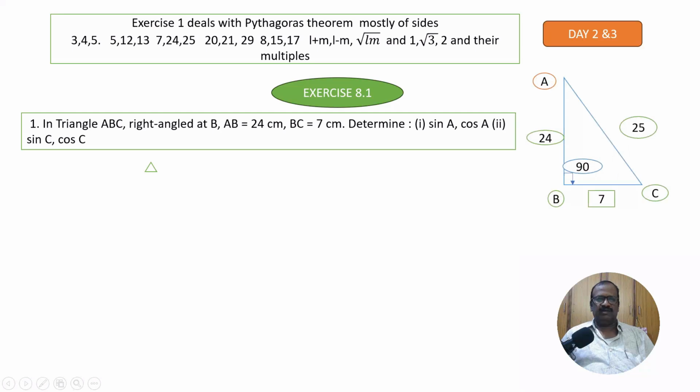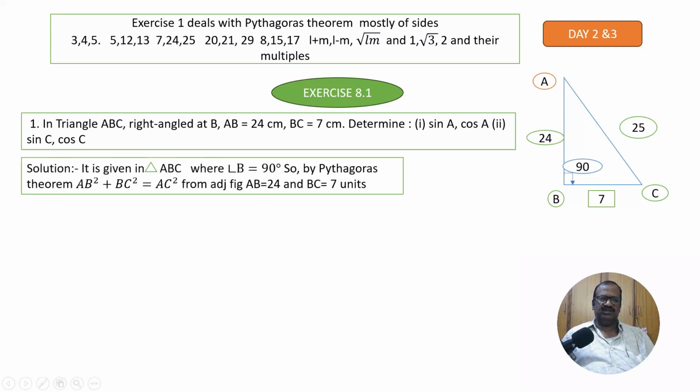Now whenever we think about angle A, what is the opposite? 7. What is the adjacent? 24. With respect to C, what is the opposite? 24. What is the adjacent? 7. But here I have already written AC is equal to 25, because of taking the triples. However, to get marks, we have to solve the problem in the proper way. So our solution starts like this.